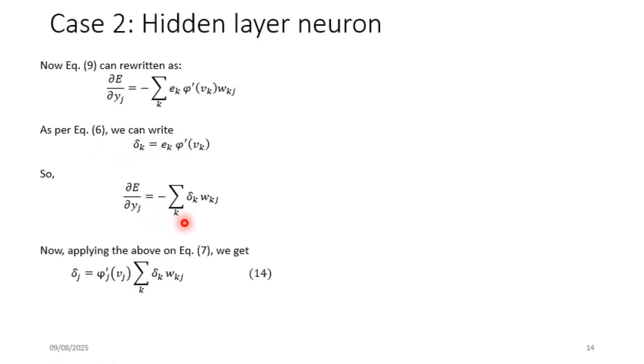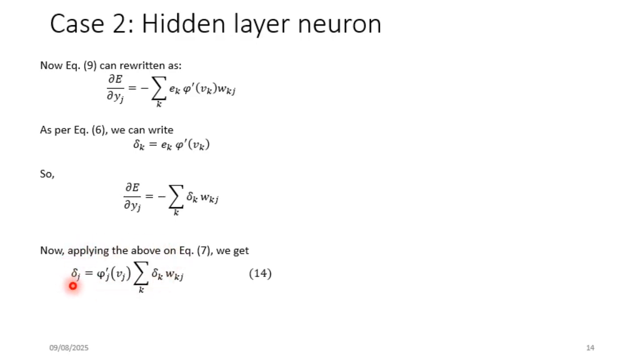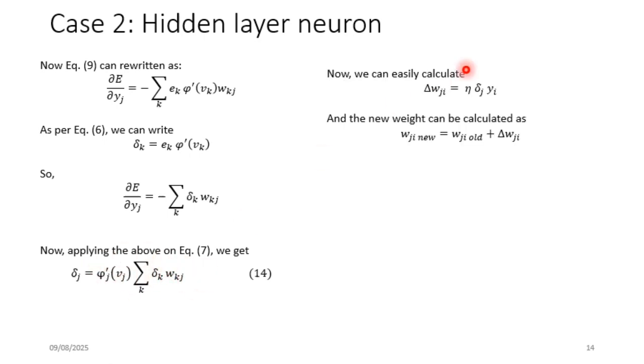And now by applying all of this to the delta j equation, we have computed delta j as this value, right? Now we know delta j, and from this we can easily compute delta wji because we know this formula, and from this we can compute the new value of w. And this is applicable to any neuron in the whole network because we just need to know the value of delta and we can easily compute the change of parameter, right?